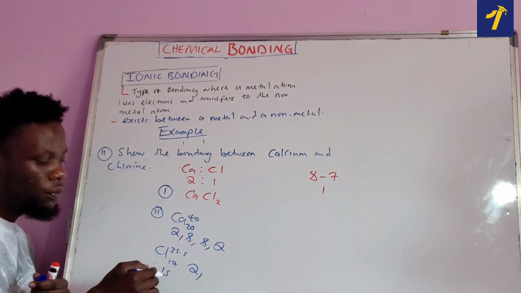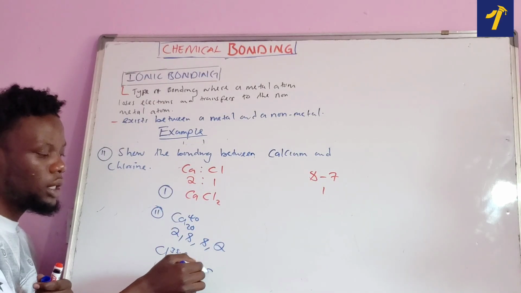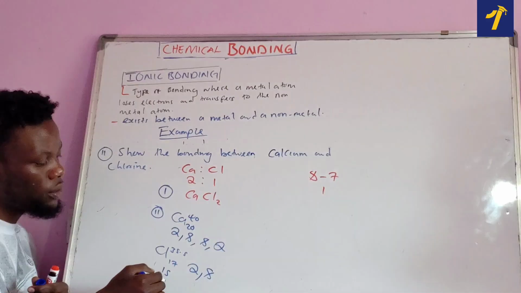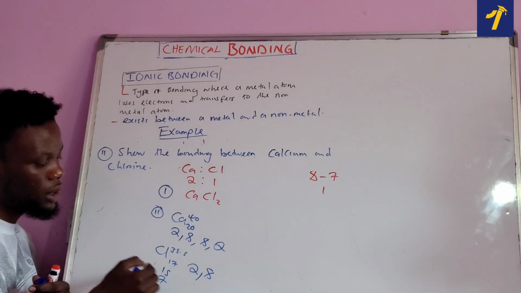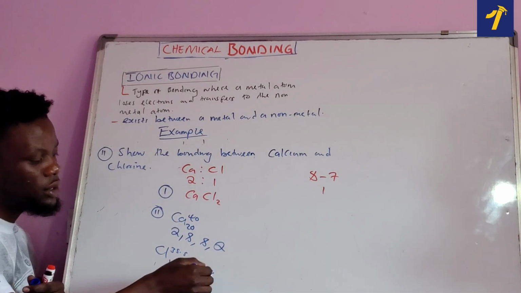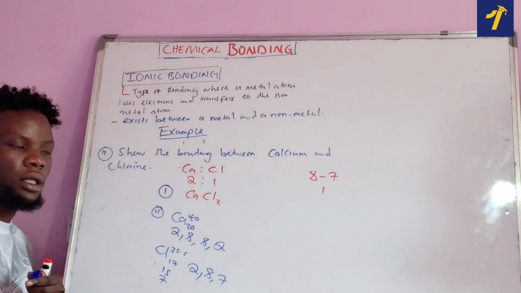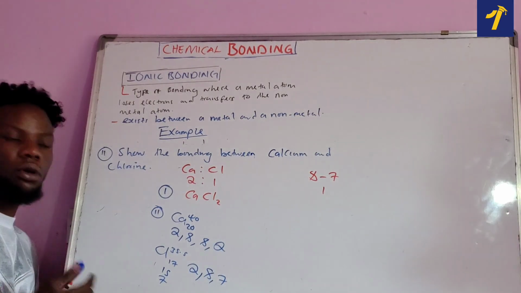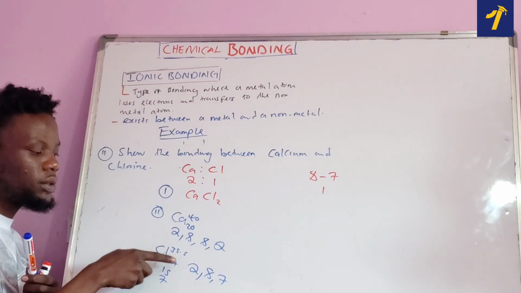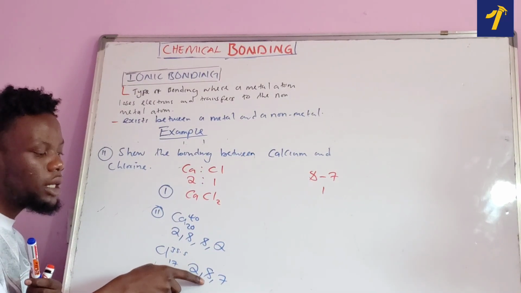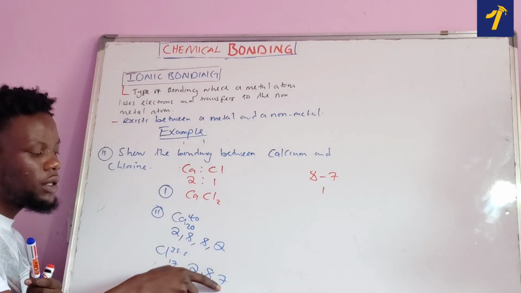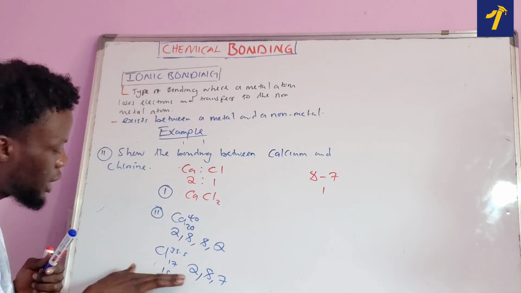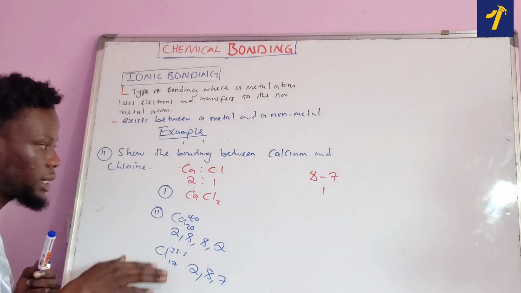Now we can remove 8 from 15, so that we remain with 7. This 7 we can just put here because it is less than 8. So this is what we call the electron configuration for chlorine. It is 2 plus 8, 10. 10 plus 7 is equal to 17. Make sure that you know that. Now this is the second step.